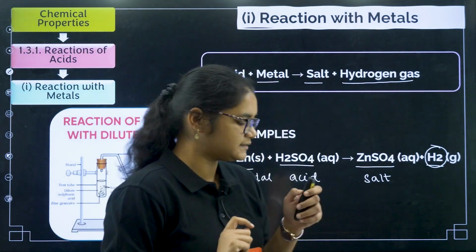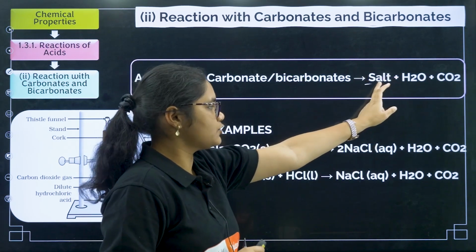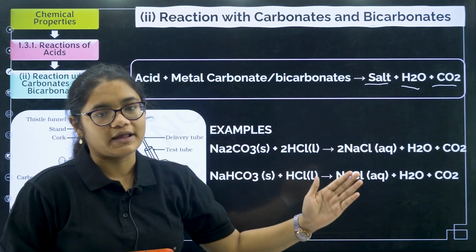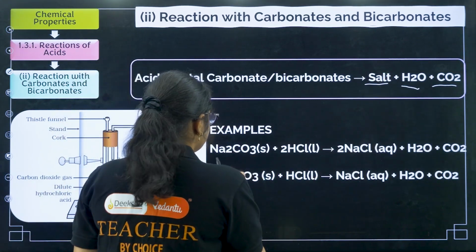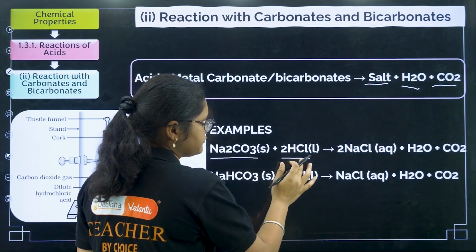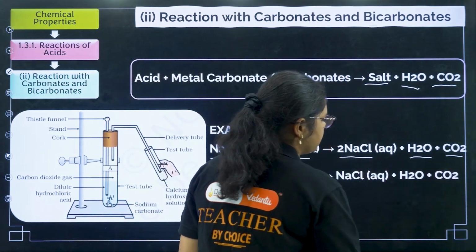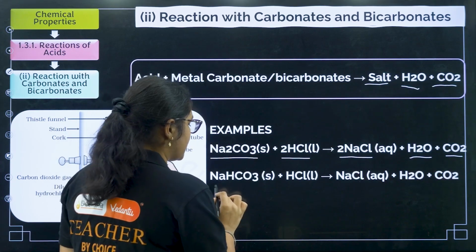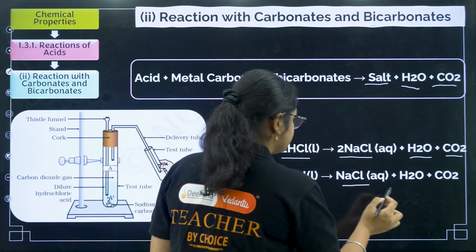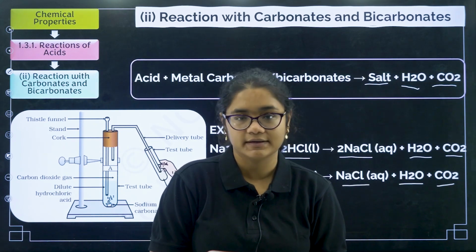Now let us see the second reaction, with carbonates and bicarbonates. Here the products are salt, water and carbon dioxide. For example, sodium carbonate with HCl, a reaction of acids with carbonate: first I will get a salt, NaCl, then H2O, and then CO2. With bicarbonates, NaHCO3 and HCl, the same: we will get NaCl plus H2O plus CO2. Clear?